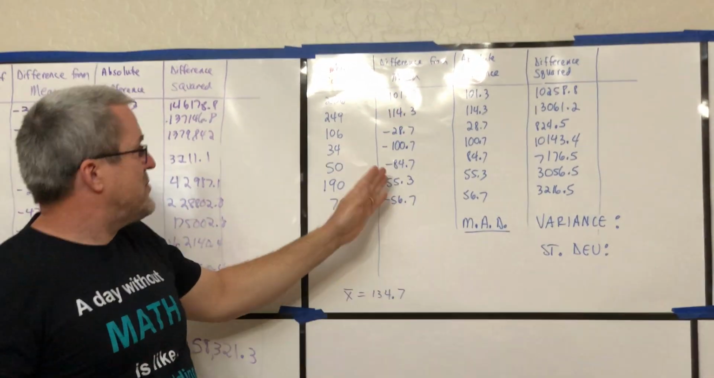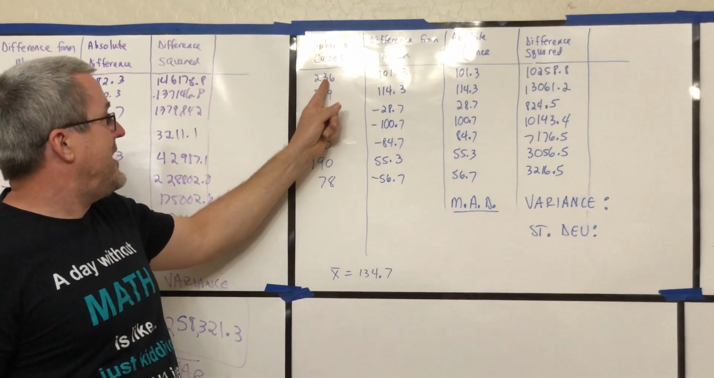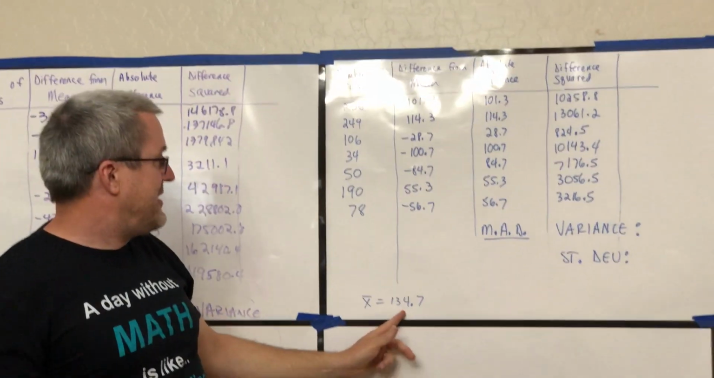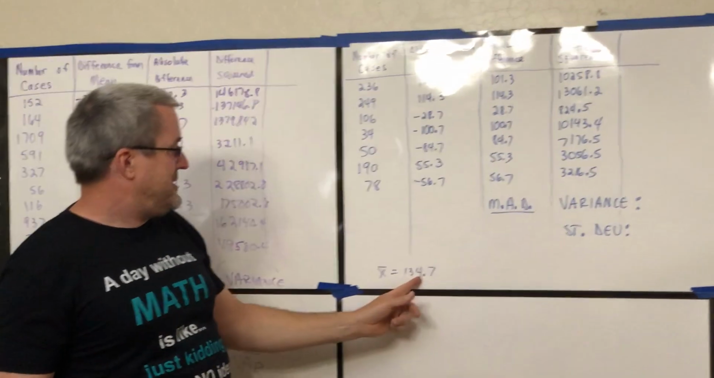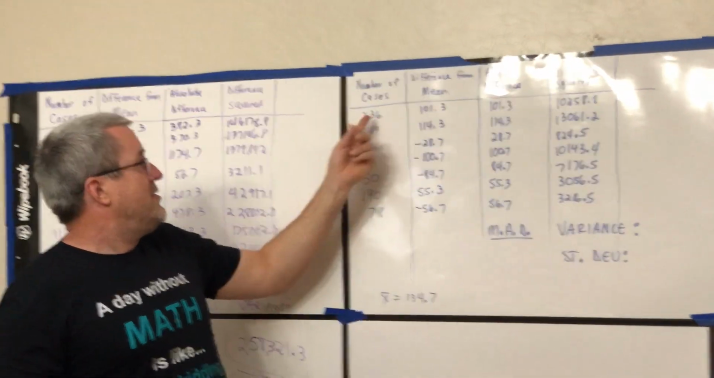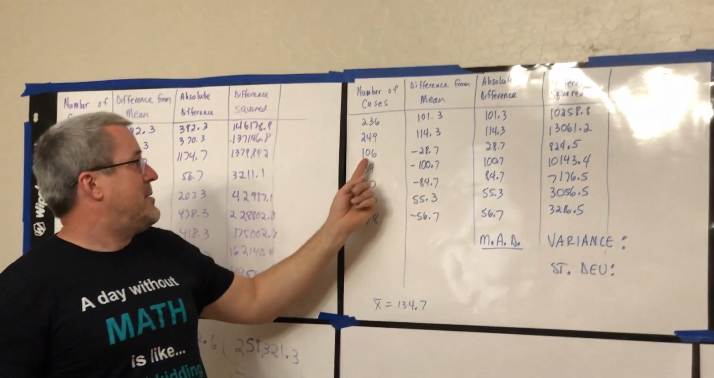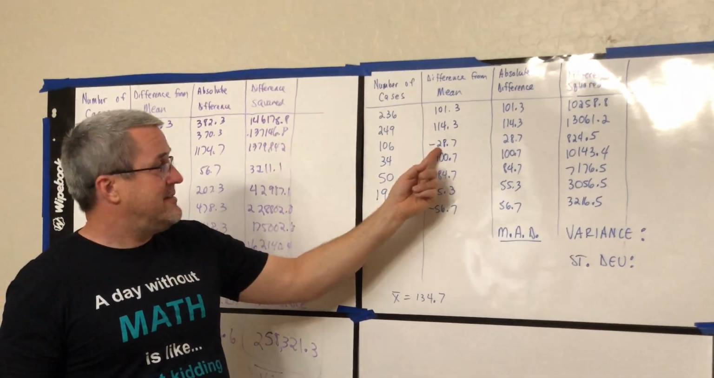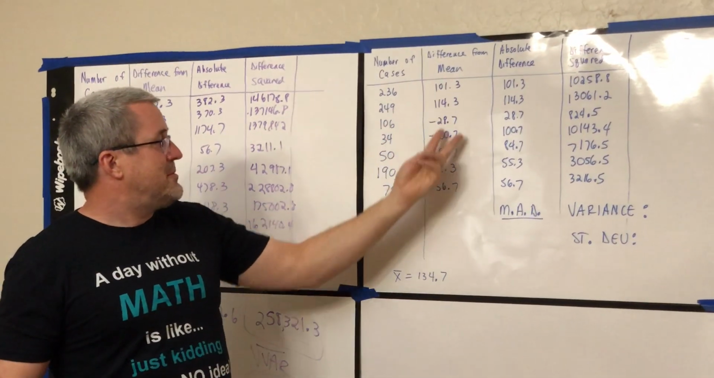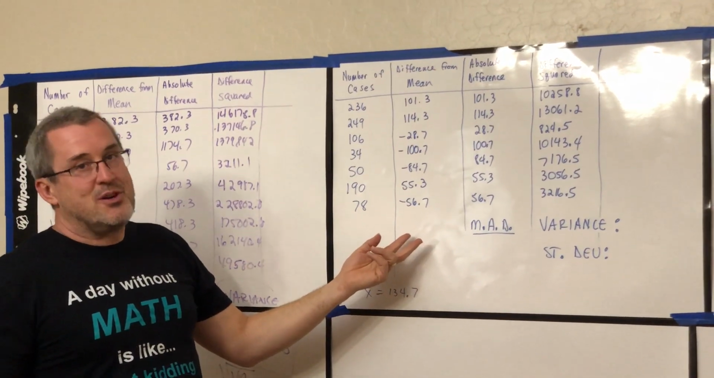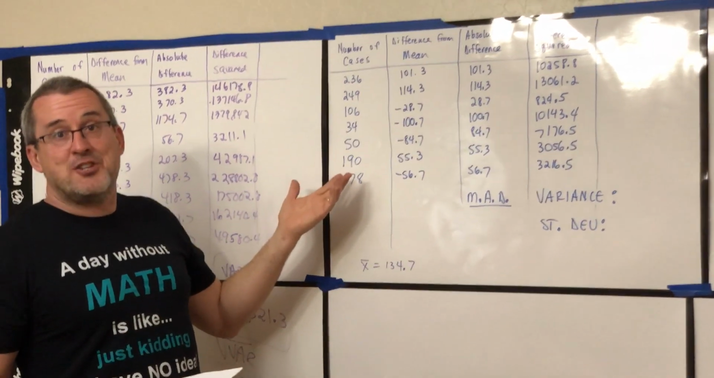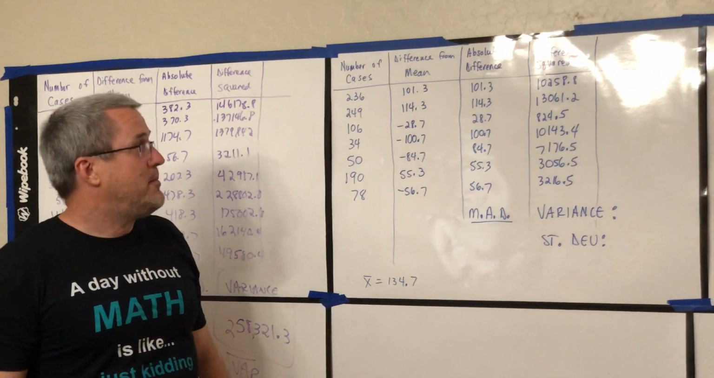So all of these numbers were literally found by just taking the number of cases in that state and subtracting the mean. Number of cases minus the mean, etc. Now notice, if the number of cases was greater than the mean, positive. If the number of cases was less than the mean, negative. And this sum of numbers will produce 0. So in terms of averages, it's not going to be helpful.